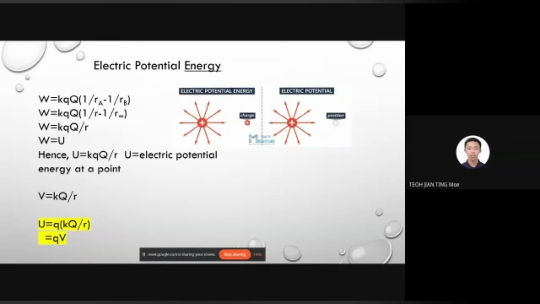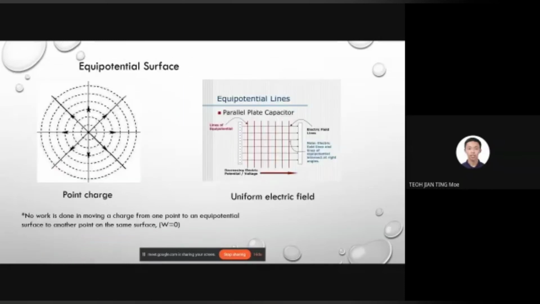Here are two situations for an equipotential surface. The first one is the point charge. The second one is the uniform electric field. Note that no work is done in moving a charge from one point on an equipotential surface to another point on the same surface. W equals 0.